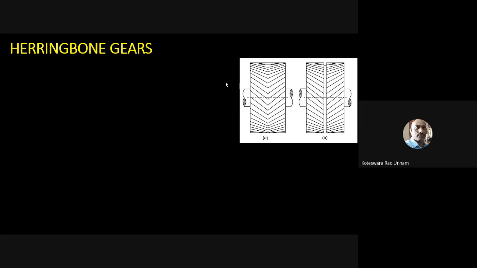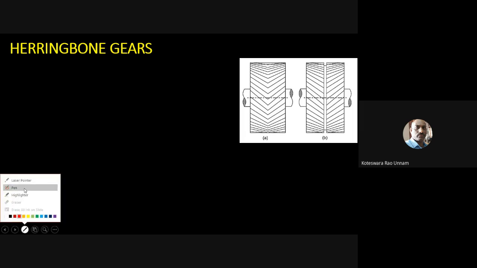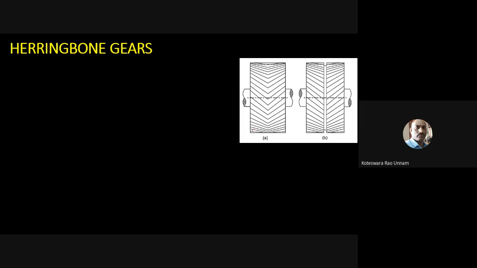So next we'll move on to another category of helical gears, which we'll call herringbone gears. Here you can see in the picture, if you have both ends of the helix on a single gear, like this, left hand as well as right hand. So this is right hand, this is left hand. This kind of gear we call a herringbone gear.